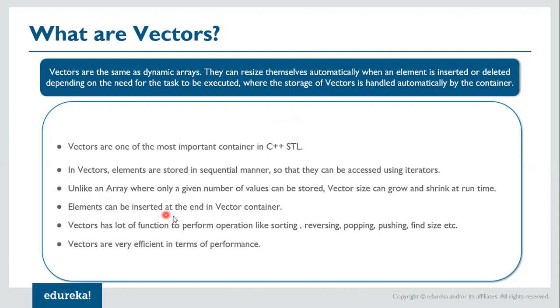Now an element can be inserted at the end of the vector container. So taking the original example which I had just explained to you, in case this was a vector for you, and you have element A here, B here, C here, D here, you can add more elements at the end of this particular vector here, right? So elements can be inserted at the end of the vector container.